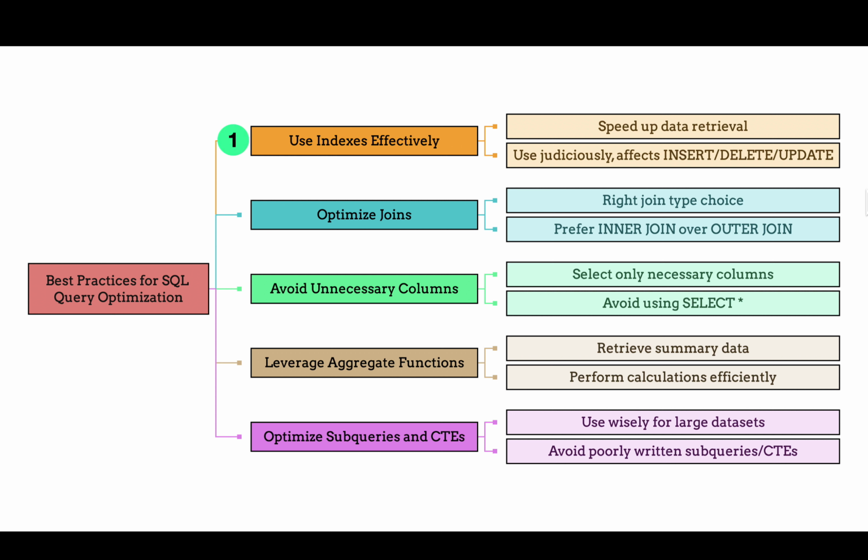Best practices for SQL query optimization. 1. Use indexes effectively. Proper use of indexes can significantly speed up data retrieval. However, indexes should be used judiciously as they can slow down insert, delete, and update operations.